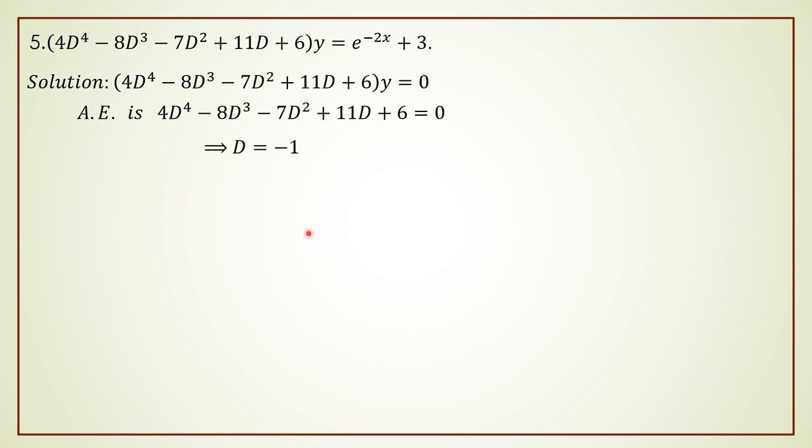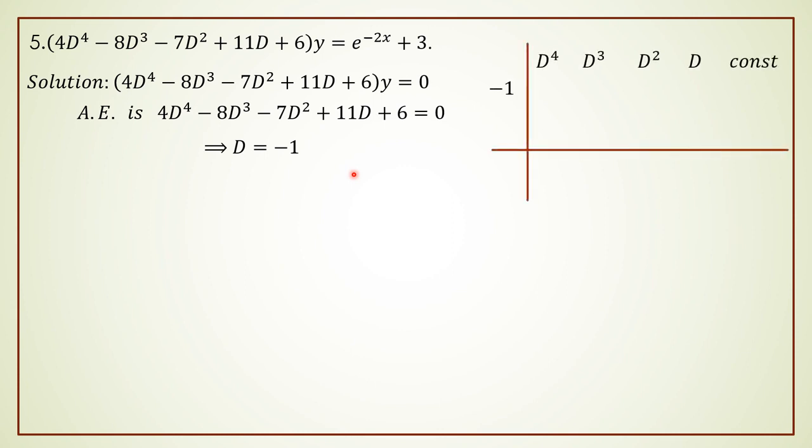As in this case, d is equal to minus 1. If I substitute d is equal to minus 1, the equation will be equal to 0. Therefore, I can say that minus 1 is the root of the equation. Hence, I can use the synthetic division method over here. So write down the coefficients of d to the power 4, d cube, d square, d and the constant terms. The coefficient of d to the power 4 is 4 and that of d cube is minus 8, d square is minus 7, d is 11 and the constant term is 6.